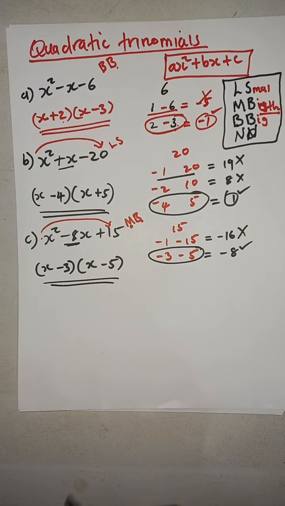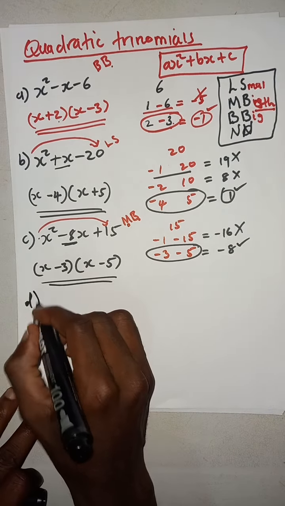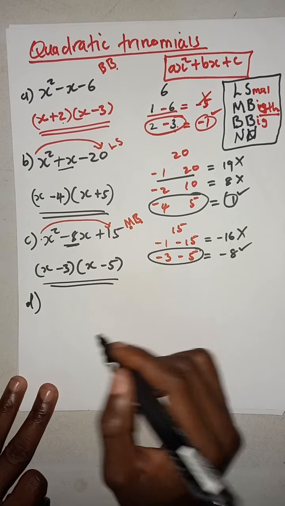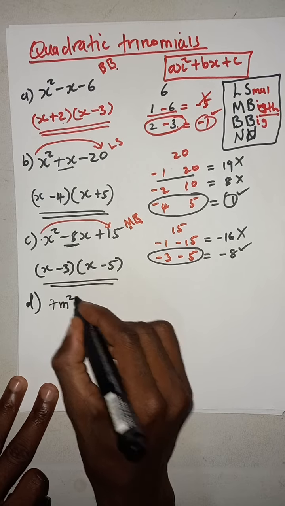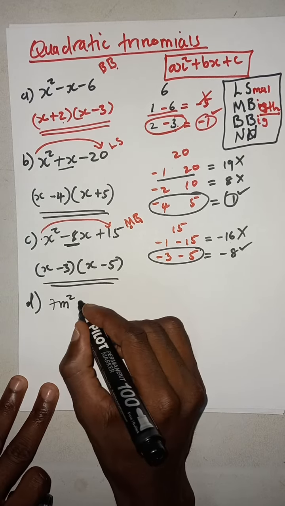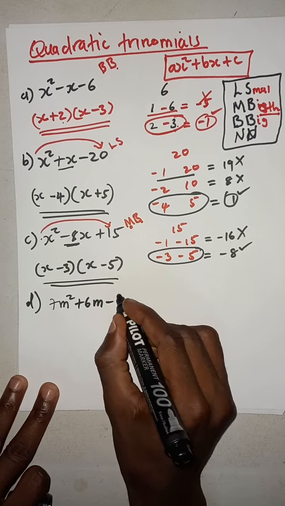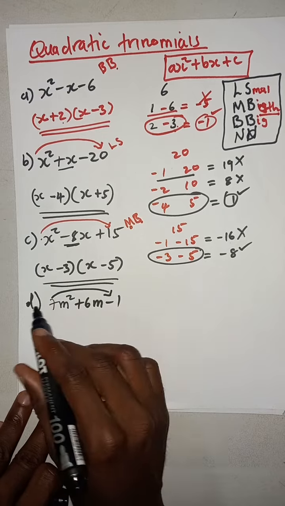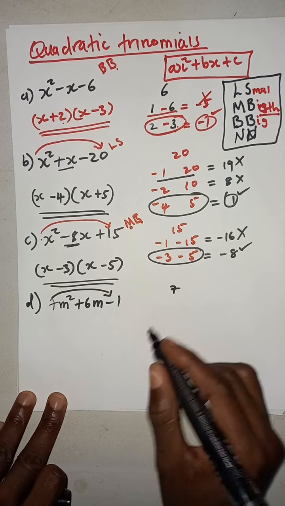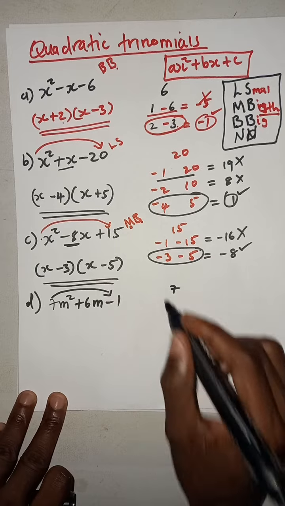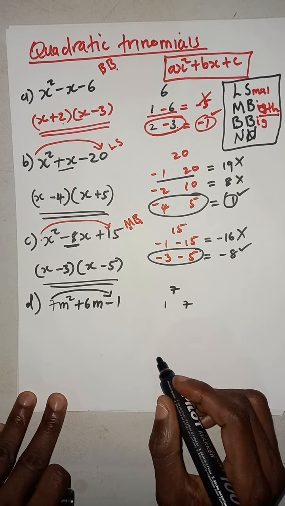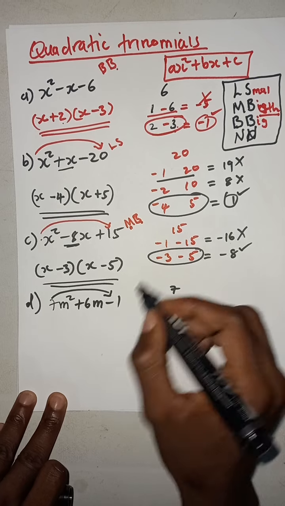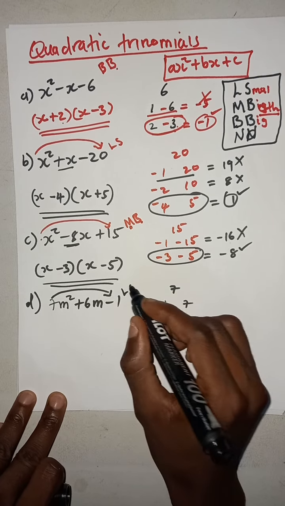Next example, let's see if we are now having D. I hope now we are familiar. So if we are having 7m squared plus 6m minus 1. As usual, this value times this one gives me 7. Two numbers that I can multiply to give me 7: 1 times 7. Well, since the last one is negative, I'm going to apply LS.